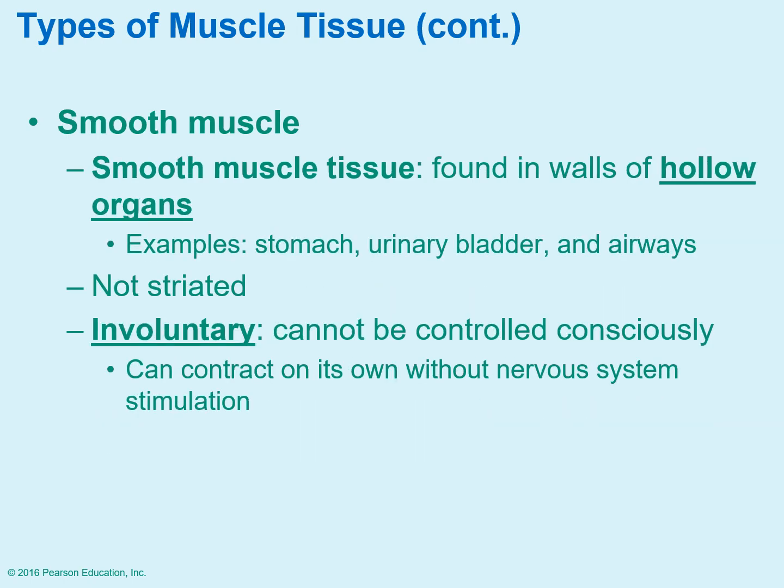And then your smooth muscle is also involuntary. However, it is not striated. Smooth muscle is found in the walls of hollow organs, so the walls of your stomach, walls of your bladder, your airways, your blood vessels, most of your digestive system, etc.